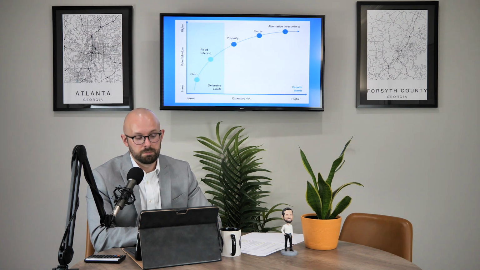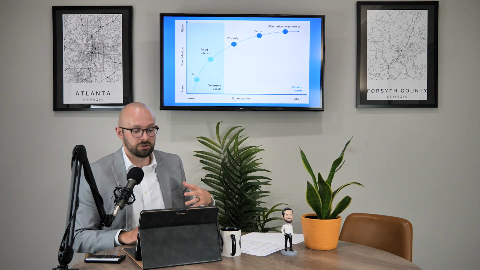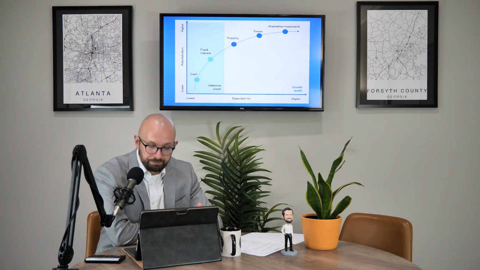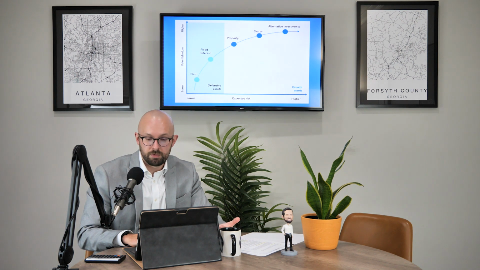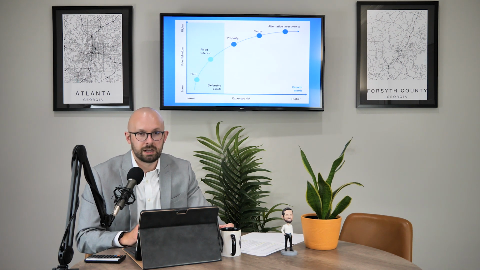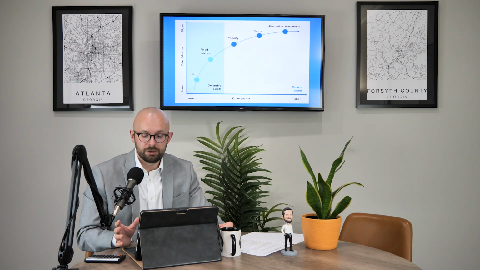Then you look, the next bump up right here is going to be fixed income. So that's going to be essentially bonds at that point in time. So you're seeing a little increase in expected risk, and then in turn, you're getting paid a little bit more in returns. And then you're going to see essentially property, so like maybe real estate, shares, which is going to be typically stocks at that point, and then alternative investments, which could be a handful of things. That could be cryptocurrency, that could be collectibles, that could be anything you could think of.